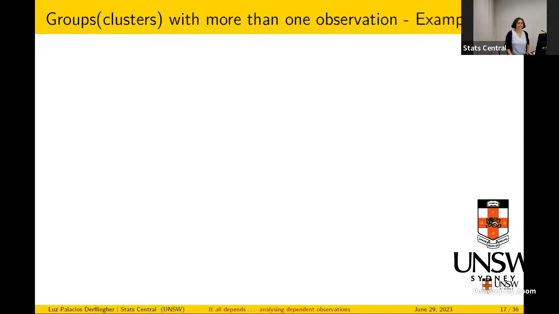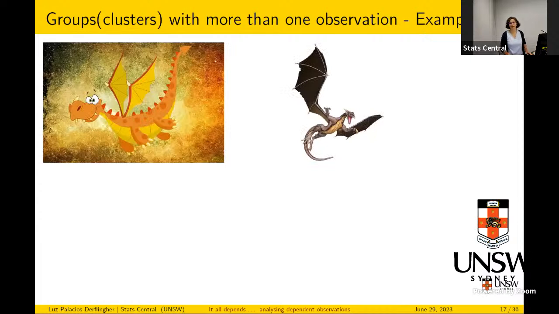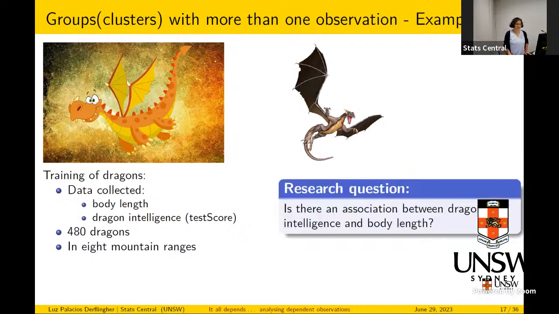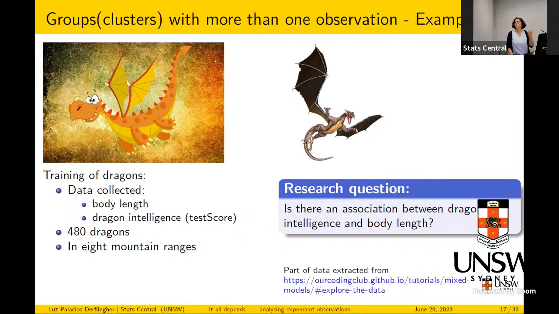So then an example, let's say that we have dragons, and we train those dragons to see if they become more intelligent or not. So we have data on those dragons. We have the body length and the dragon intelligence, which is called test score. We have 480 dragons, and they're measured in 8 mountain ranges. The research question: we want to know if there's an association between dragon intelligence and body length. A weird example, I know, and I got part of the data from this link.